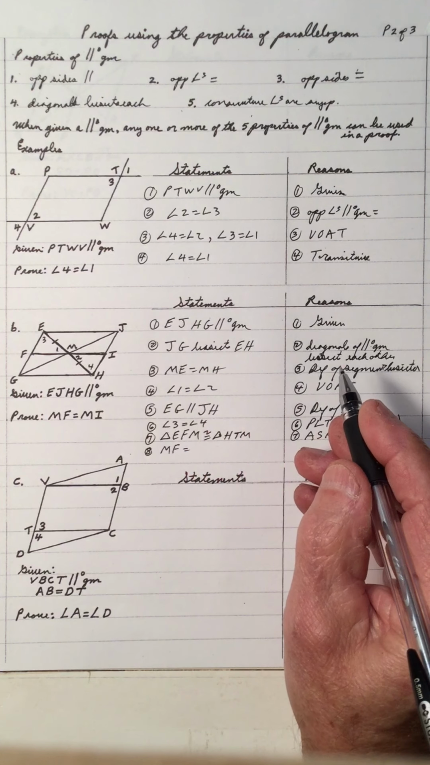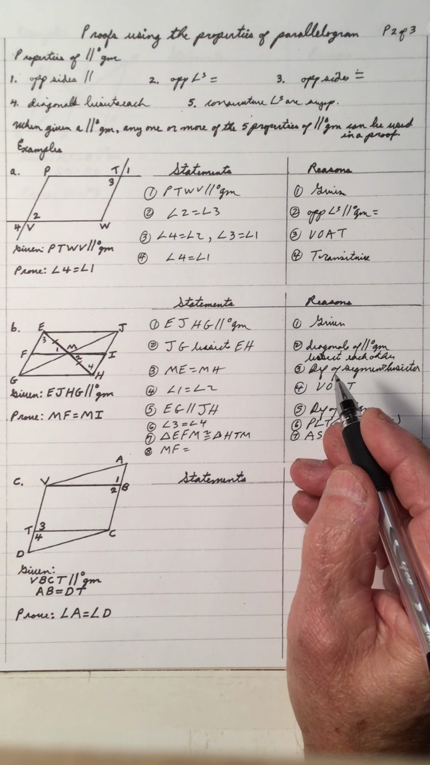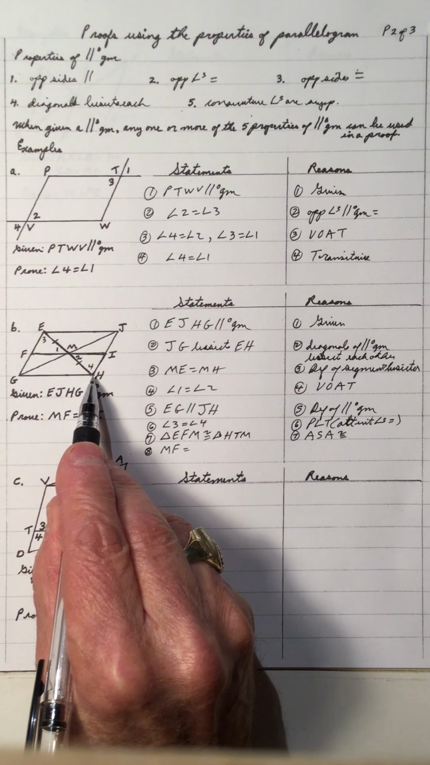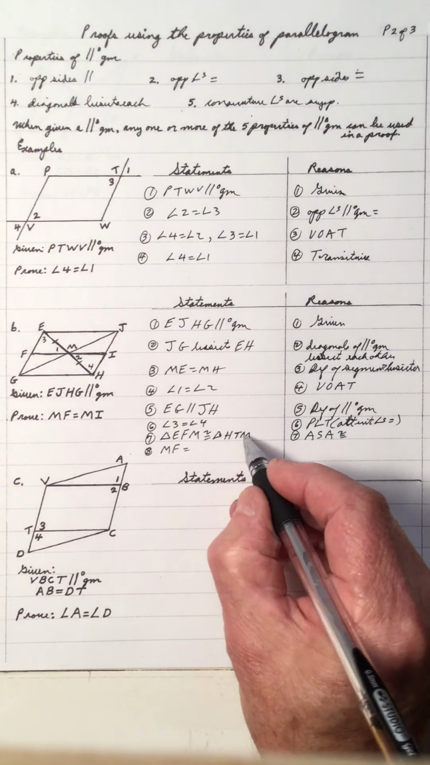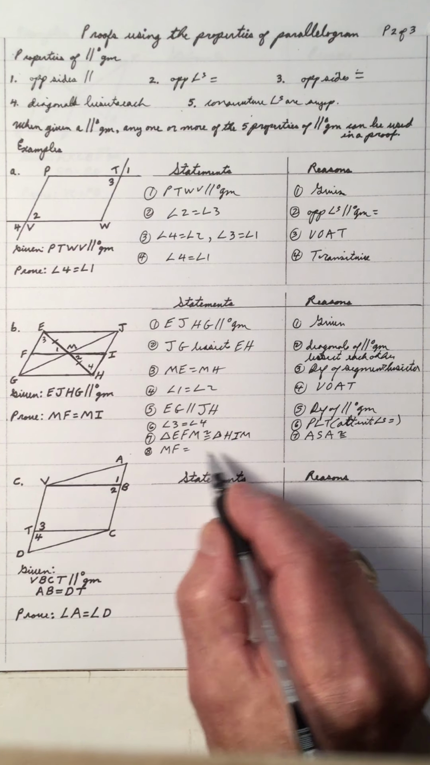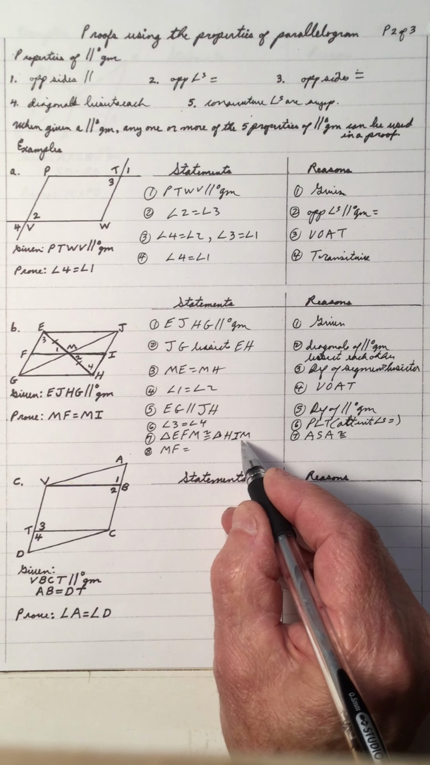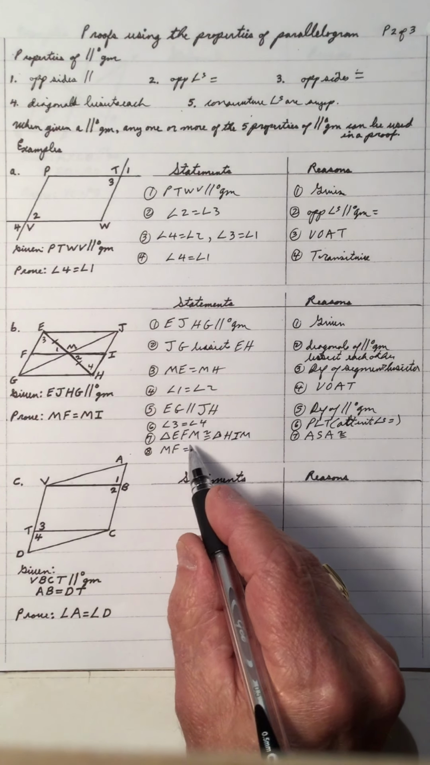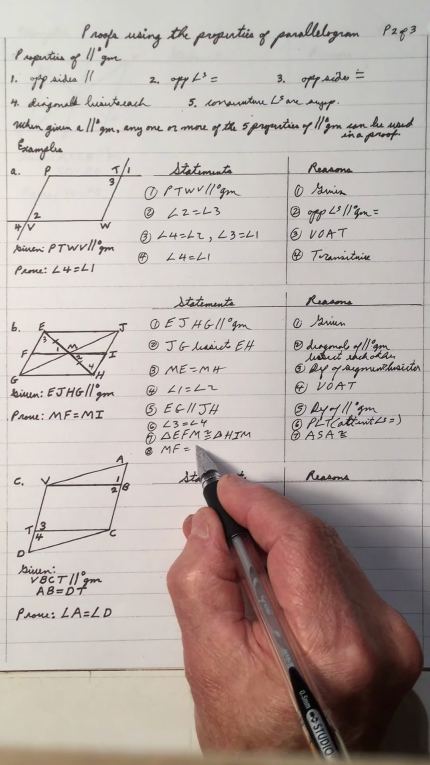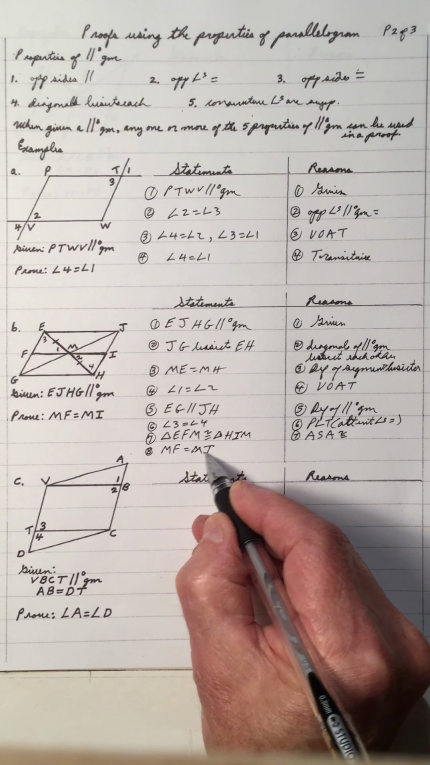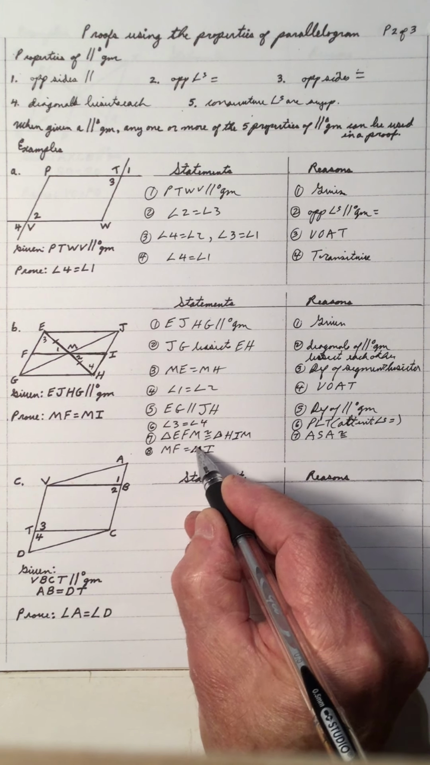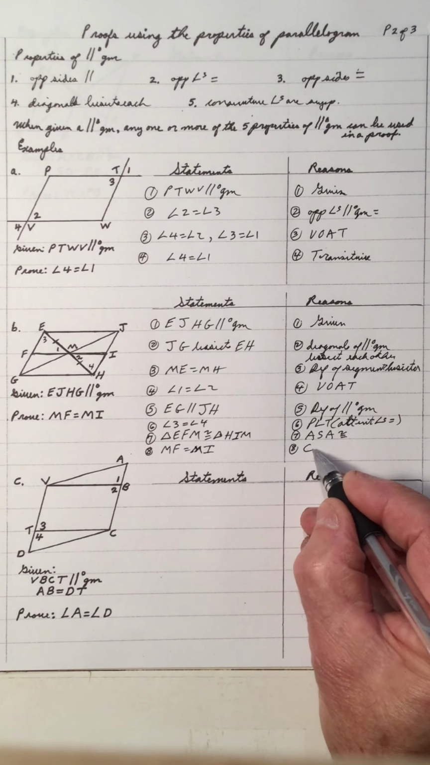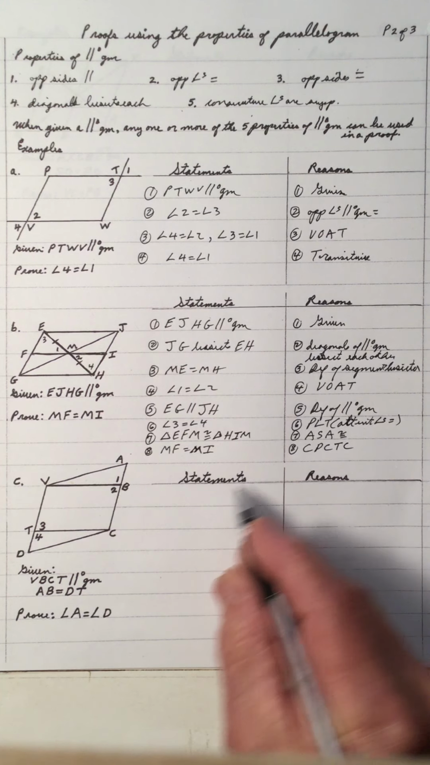MF equals, EFM is HIM. That's an I. So MF equals, M goes with MF. So it's MI. You're looking at so much all the time. So MF equals MI. And that's CPCTC.